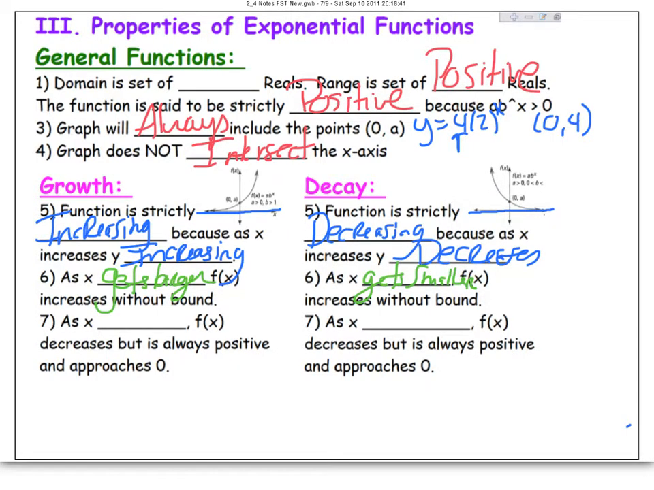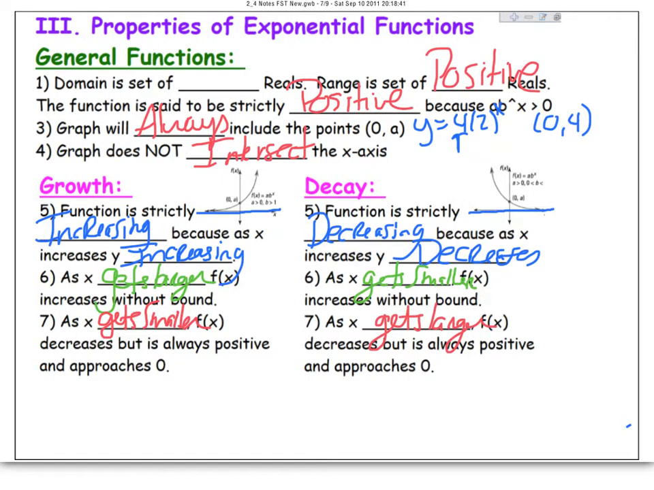And then the last point here says, for number 7, as x gets smaller, f of x decreases but is always positive and approaches 0. So again, as x gets smaller this way, the function is decreasing, but it's approaching 0 and will never cross that asymptote.